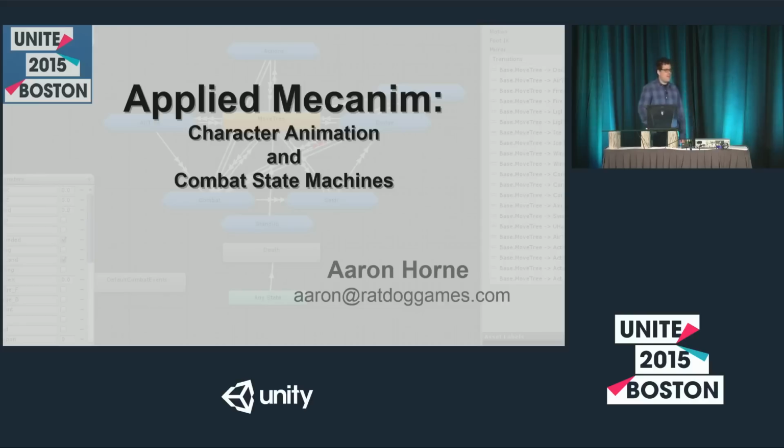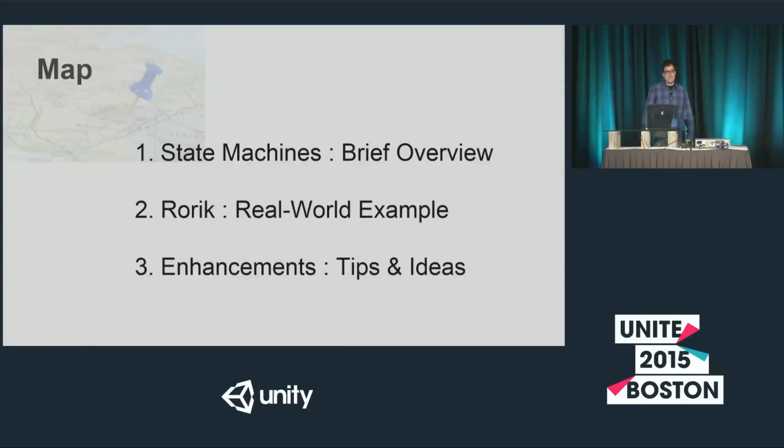Title of this talk is Applied Mecanim, Character Animation, and Combat State Machines. I'm going to start off by giving a brief overview of the state machine editor in Mecanim and Unity. And then I'll give you a real-world example of our player character, Rorik. I'll give you some details about the combat system and the event system in our game Dryker, and then I'll go through some enhancements, some tips, some ideas that I've developed and come up with since Unity 5 came out to improve our state machine design.